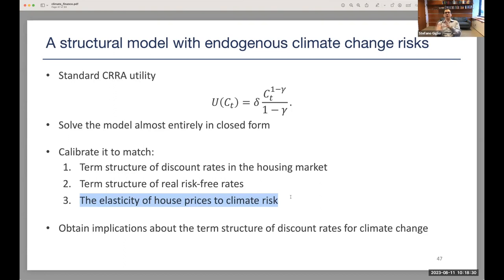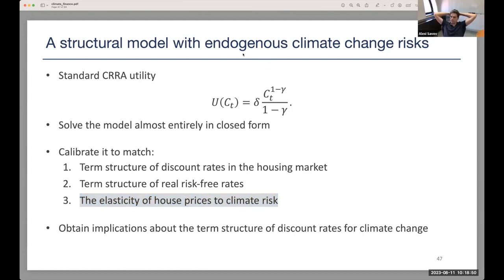They were trying to calibrate these parameters to match term structures, the average discount rate, the equity premium, and so on. Some of them are easier than others. I'm going to come later to what is easy and difficult to match to the aggregate macro models.